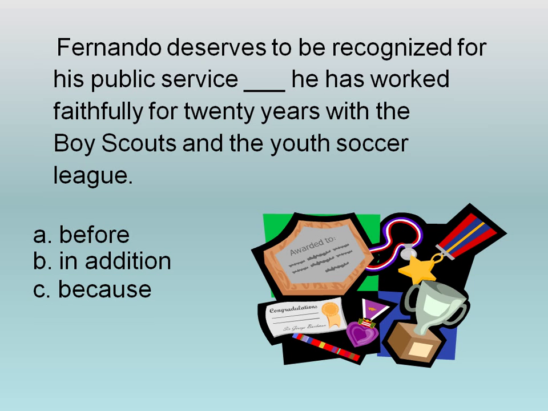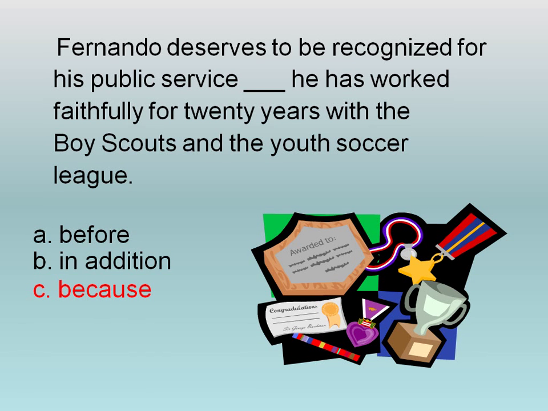Read the following sentence. Which word makes the relationship of ideas within the sentence clear? Although all 3 of these choices are transitions, the word that best clarifies the relationship of ideas within the sentence is choice C, because. Fernando's work with youth is the reason he deserves to be recognized. The relationship is one of cause and effect.